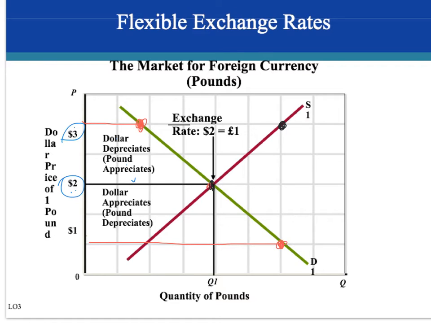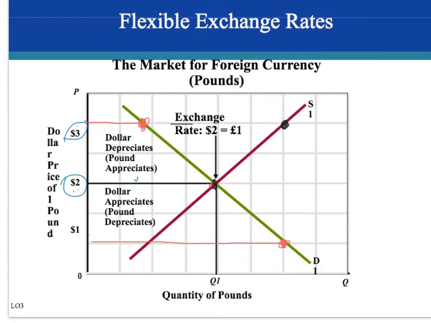And then the reverse would be true. If it went from $2 for a pound to $1 for a pound, then the British are going to supply fewer pounds, because now American goods are more expensive relative to British goods, and so they're not as willing to buy American exports, and therefore they don't sell or supply a lot of pounds in the market. And so it's the forces of supply and demand of a currency that set the exchange rate here. So at equilibrium the exchange rate is $2 for 1 pound, and then we have the equilibrium quantity of Q1 pounds.